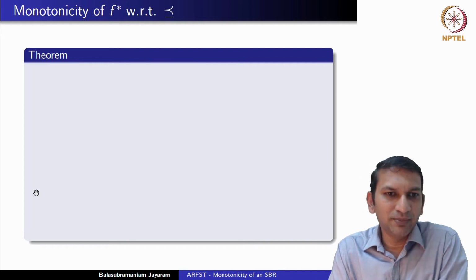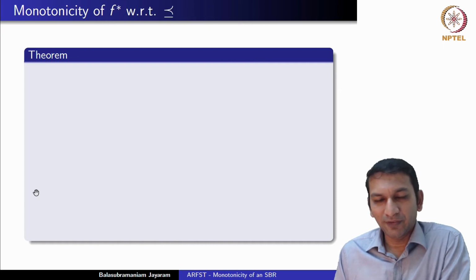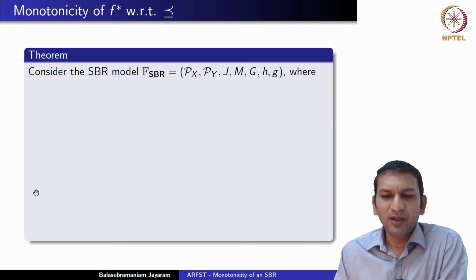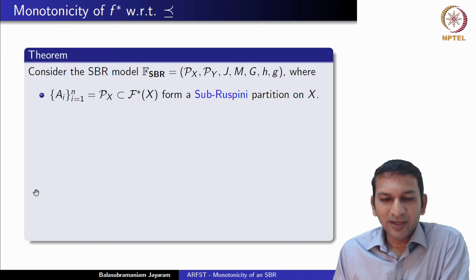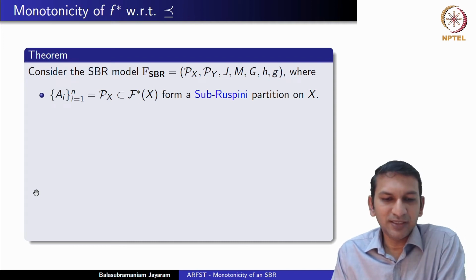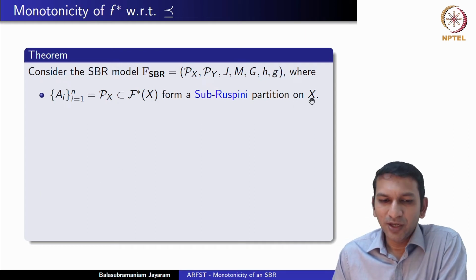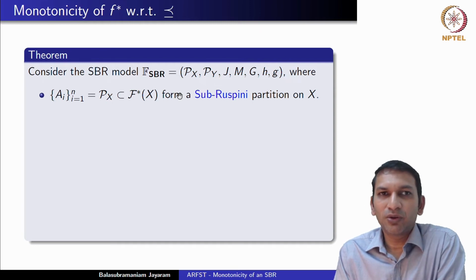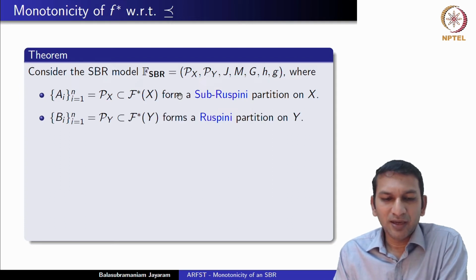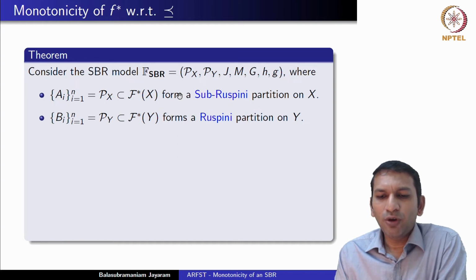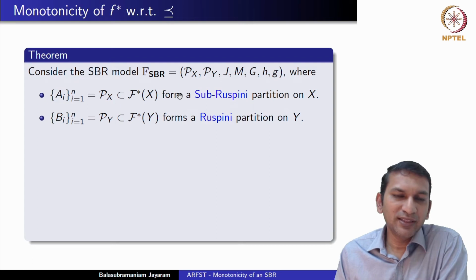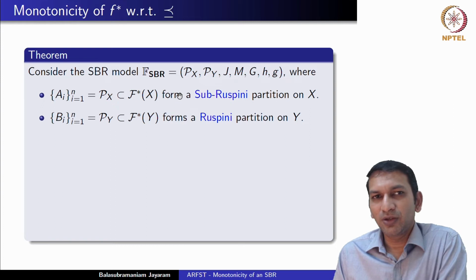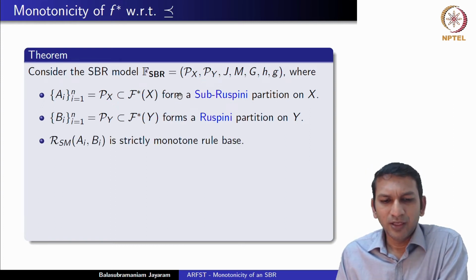Now we are in a position to state the main result of this lecture, which deals with monotonicity of f star with respect to the alpha cut based ordering. So let's consider such a model of SBR where AIs form from the antecedents, they form PX and they form a Sub-Ruspini partition on X. Note that these are all coming from F star of X. That means each AI is normal, convex, continuous, and it's strictly monotone on either side of the kernel. The BIs are the consequence, they form PY. However, they form a Ruspini partition on Y. And once again, they actually come from F star of Y. That means on that domain, these are essentially normal, convex, continuous, and strictly monotone on either side of the kernel. And we have these consequence and antecedents, they are orderable with respect to the alpha cut based ordering, and they actually form a strictly monotone rule base.